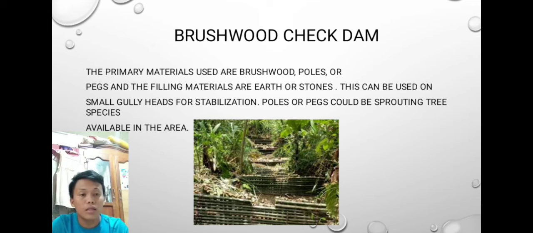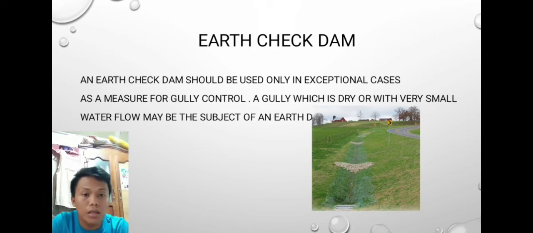So next na po is earth check dam. An earth check dam should be used only in exceptional cases as a measure for gully control. A gully which is dry or with very small water flow may be the subject of an earth dam. So siya da is a check dam, temporary or pwede ka siya is permanent dam constructed across a drainage ditch, swale or channel to lower the speed of concentrated flows for a certain design range of storm.